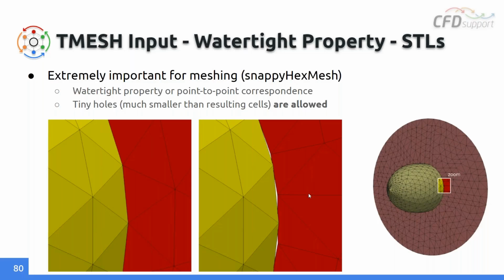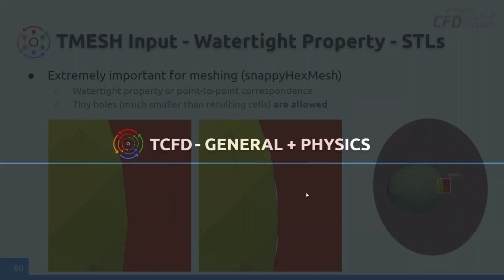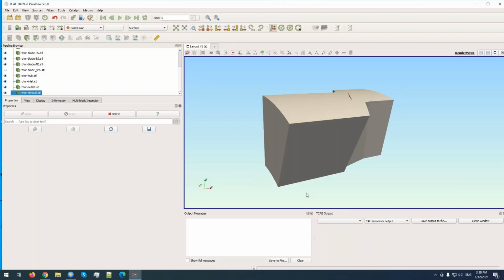But if you make the STL triangulation fine enough, even if there are some holes, they have a size similar to the triangulation, so usually you are safe because the holes are so small that the meshing tools can't see them, and everything goes well. Okay, so that was, let's say, a quick introduction to how the input STLs should look.